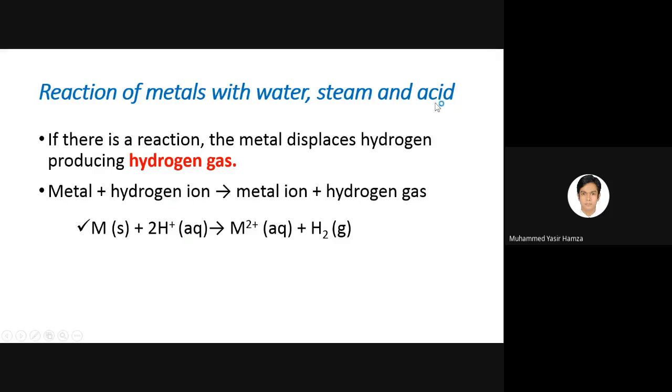water or acid. As you can see, hydrochloric acid, HCl, contains H plus. Sulfuric acid, H2SO4, also contains H plus. And another acid like nitric acid also contains H plus. So H plus means it can be water or acid, and no matter what you are using, you will get hydrogen gas. So it is an indication of this reaction.